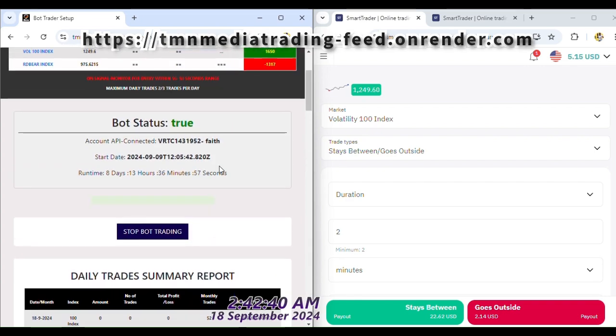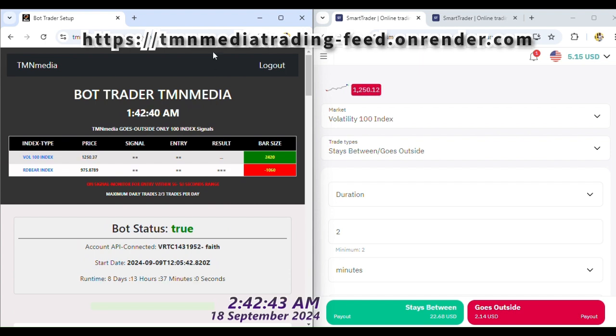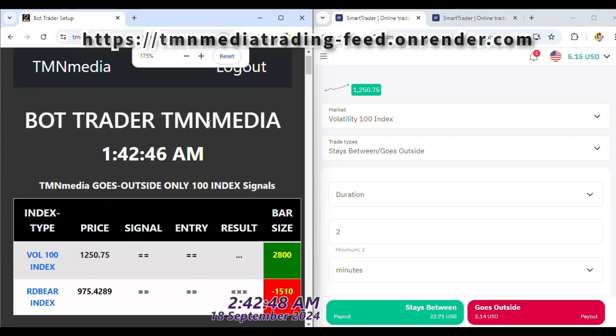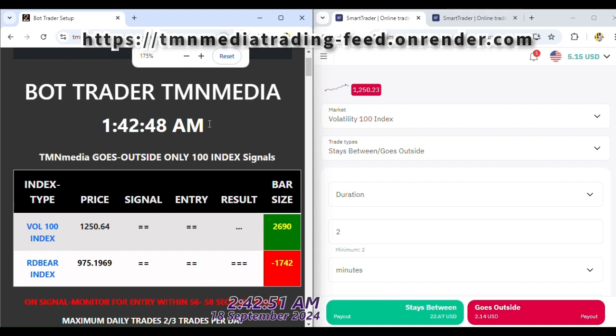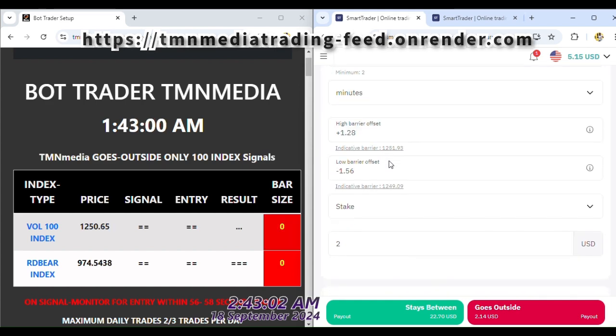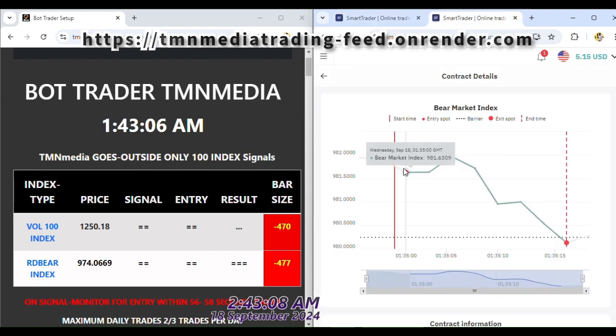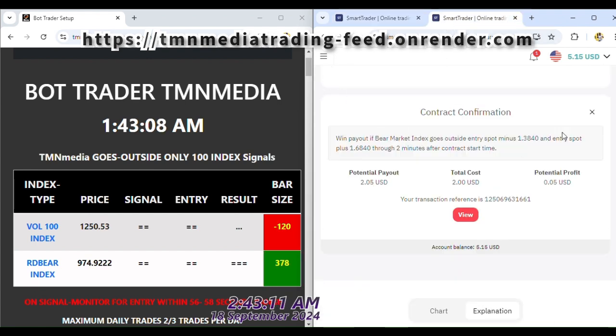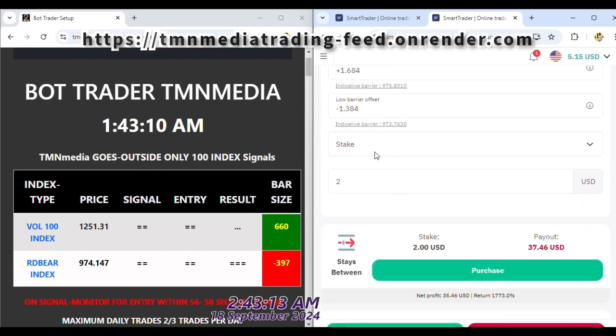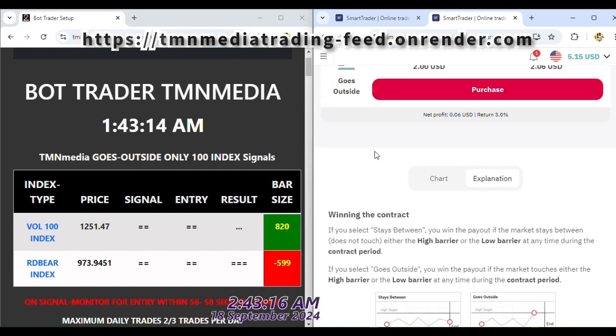Okay, so right now I'm going to be pausing, but before that, I would like to increase this, so that I get to see only, okay, I'm seeing the timer very well. I'm seeing this very well. So I have this set up for, this is 100 index. I'm only trading goes outside, and then this is, what's it called? RD bear. You see that the percentage is like half of this one.